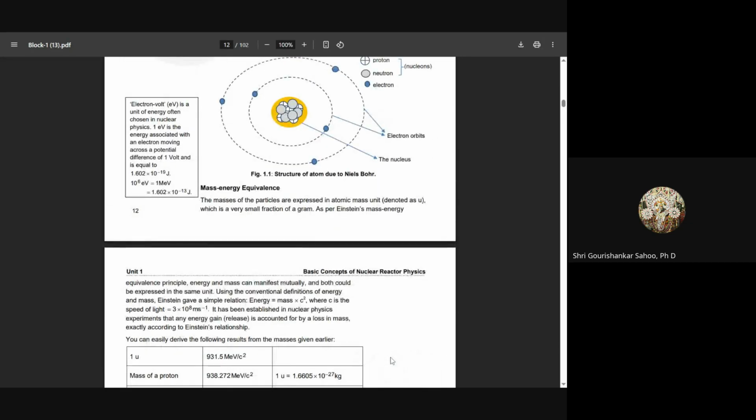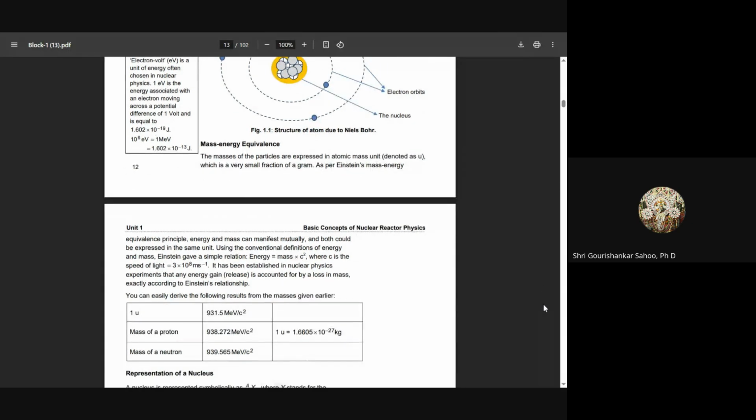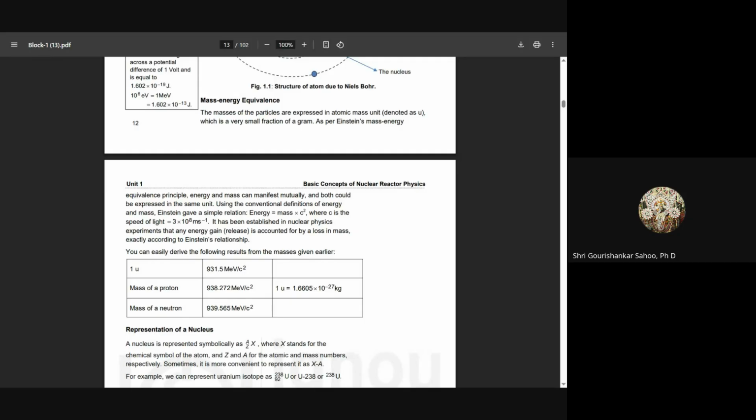Then there is the energy mass equivalence due to Einstein, and there is a unit of energy, the electron volt. 1 eV is equal to 1.6 into 10 to the power minus 19 joule. You know, the electron temperature and the proton temperature are expressed in electron volts. So this is how mass energy equivalence happens.